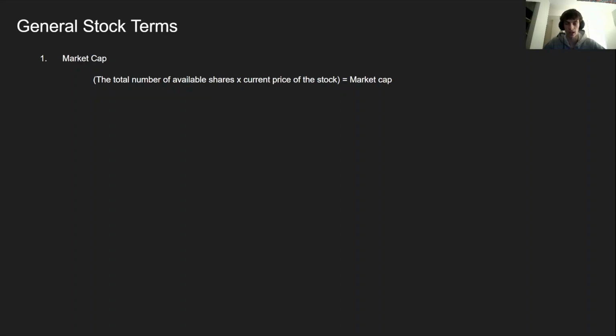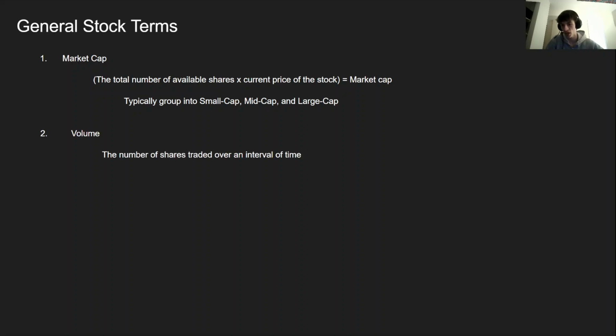This is going to be the market cap, and this is typically split between small cap, mid cap, and large cap. That's just a way to categorize the size of a company. And then volume is the number of shares traded over an interval of time. I think the most applicable version of this is going to be the 20-day average daily volume.